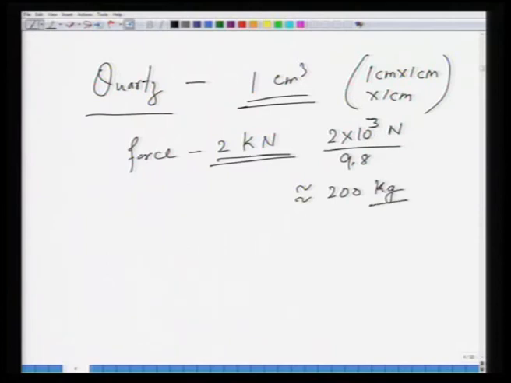So, if you apply just a smaller force, a 200 kg equivalent of force, then what you get is a voltage that can exceed 10,000 volts. So, just by applying a force of 2 kilonewton, voltages of the order of 10 kilovolt can be generated on a small crystal as small as 1 centimeter cube. So, this piezoelectric effect is extremely strong.